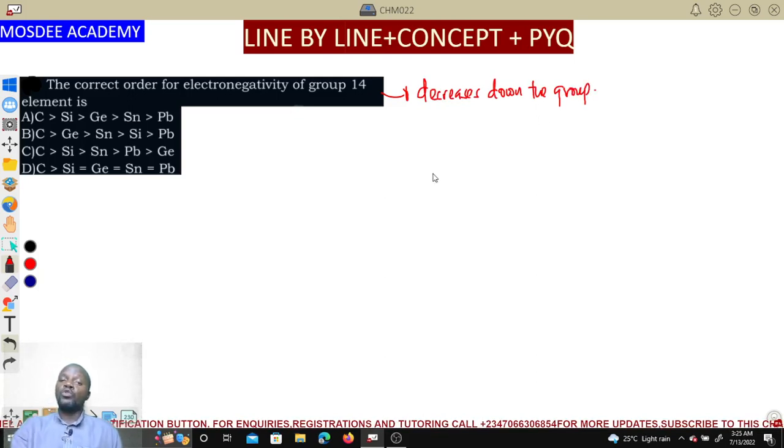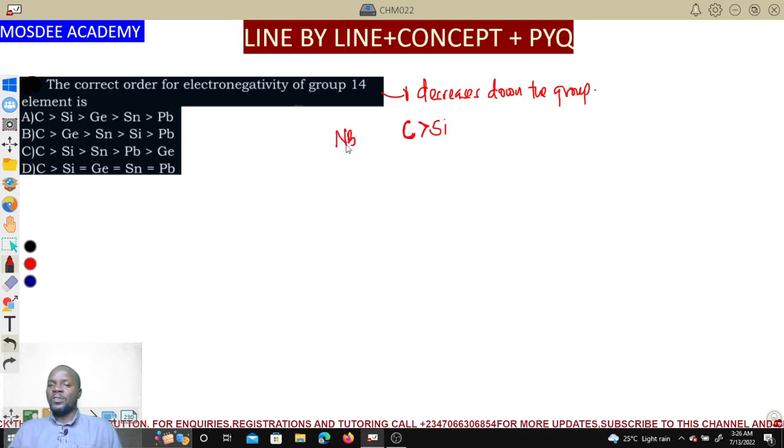But when we look closely at group 14 elements, we understand something. The electronegativity decreases down the group. Carbon is greater than silicon, because carbon is the first member. It will have high electronegativity and high ionization energy because of its small size, and because of the absence of d and f orbitals. You can always keep this in mind. Nota bene, carbon has higher electronegativity than silicon.